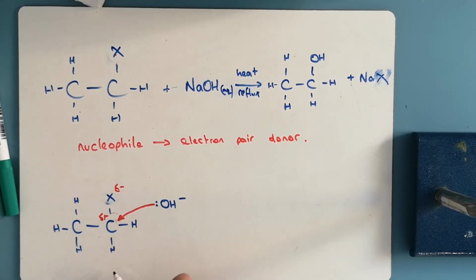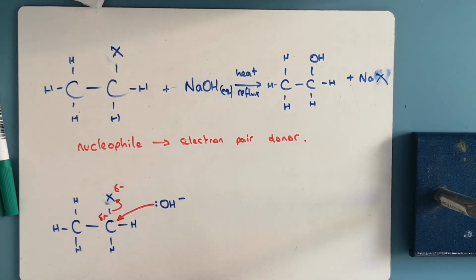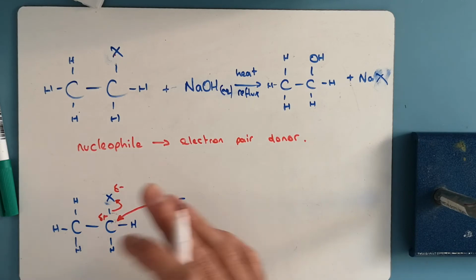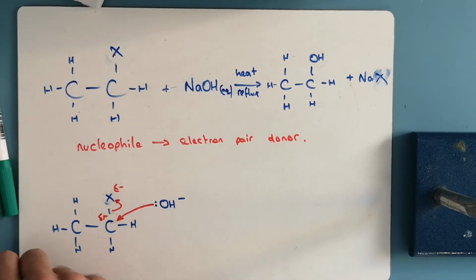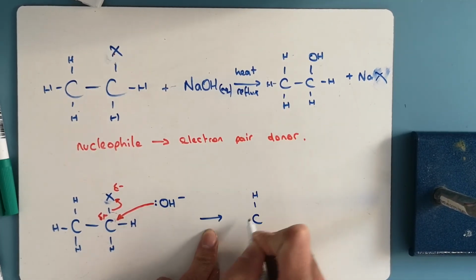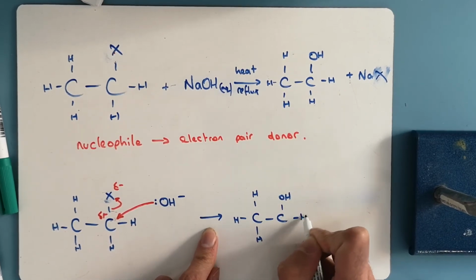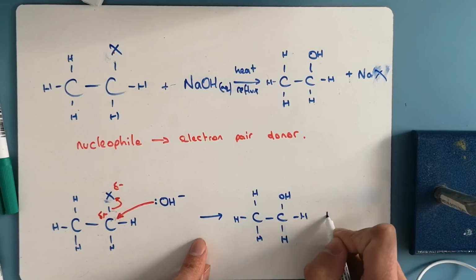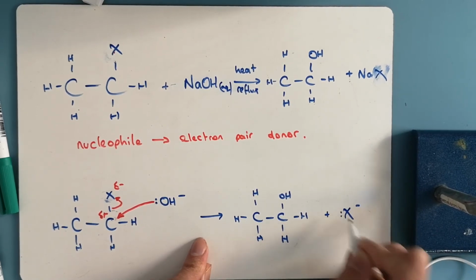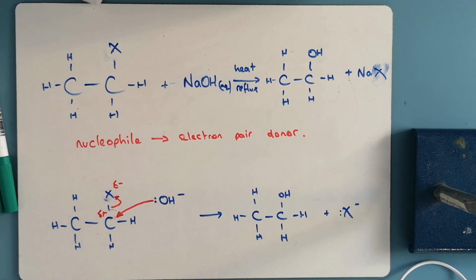Now carbon can only have 4 bonds, so the weakest one is going to break off, which is that bond between the C and the X. So that breaks off, and that creates our product that we see up here. We'll have an alcohol forming. And the X will now have gone off and it will have taken 2 electrons, so we'll have X minus as our other product. So that is nucleophilic substitution.